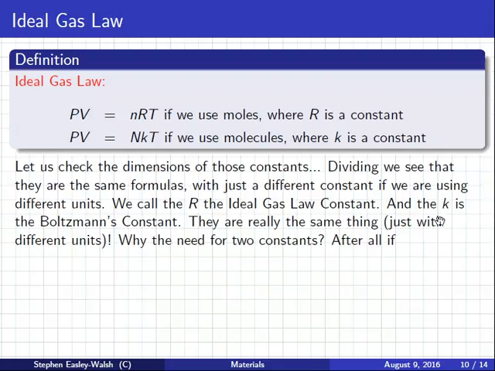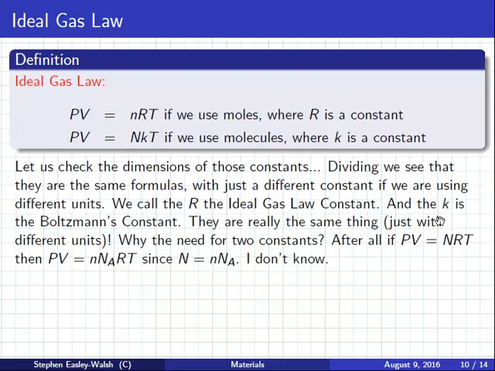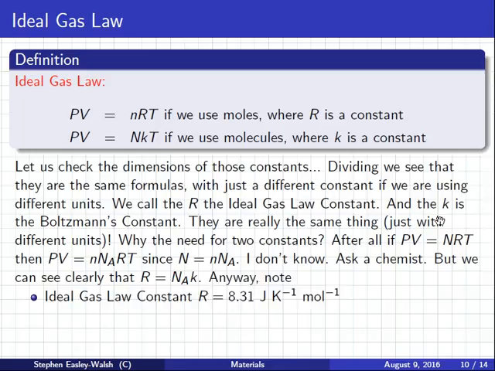So why do I need two constants? After all, if PV equals nRT and PV equals NkT, since N equals nN_A, I don't know. I was just rambling here about why I don't feel like there needs to be two formulas. You need to ask a chemist. But anyways, I was rambling when I wrote that. You can just accept that you don't need two formulas, but we have two formulas anyways.